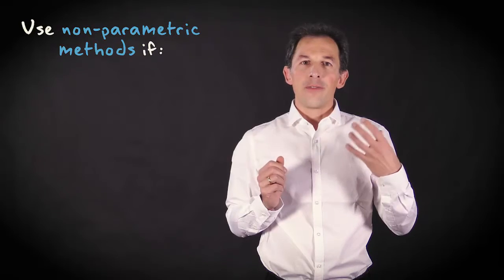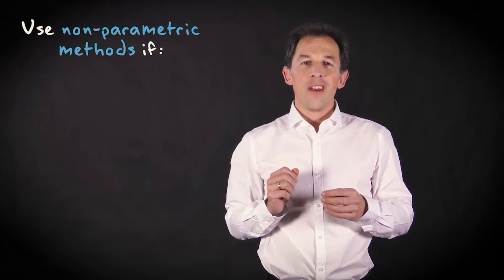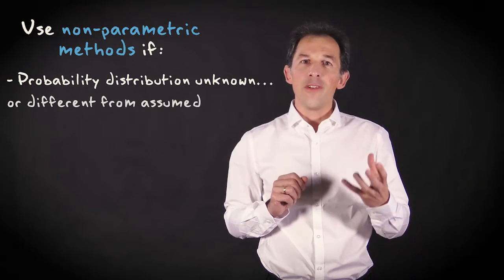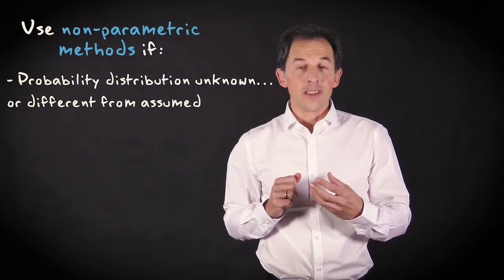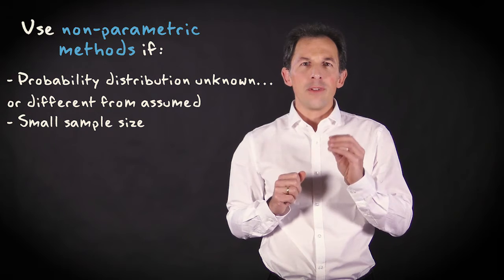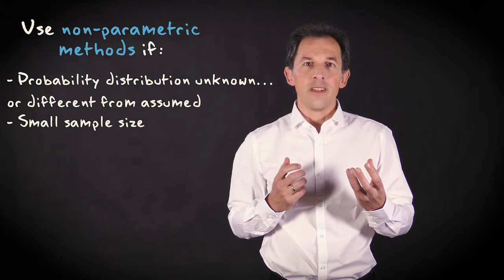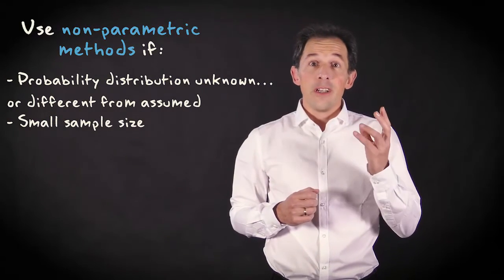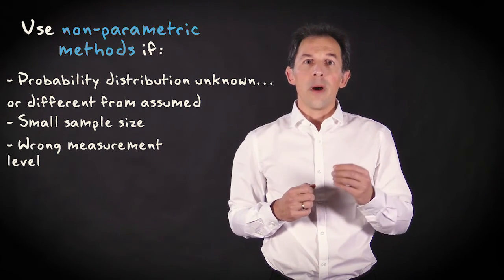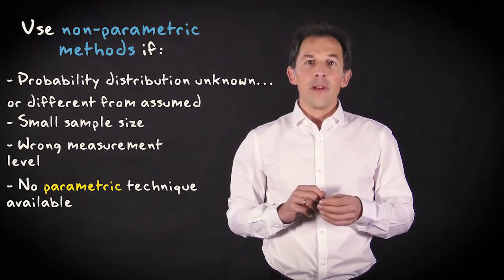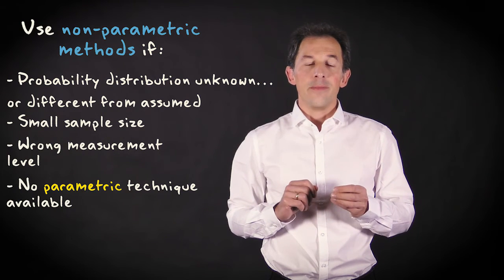Let me try to summarize. Non-parametric methods are advantageous in 4 situations. First, the underlying probability distribution may be unknown or known to be different from what a parametric method requires. Second, the sample size may be very small so that it's impossible to test whether parametric assumptions are met, while violation of these assumptions may have severe effects. Third, the measurement level may fall below what is required for a parametric technique. And finally, there may be no parametric technique available at all for the specific question at hand.